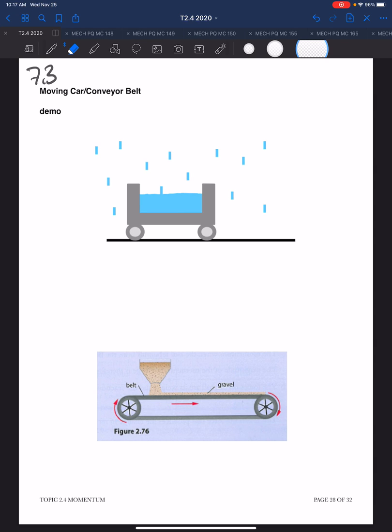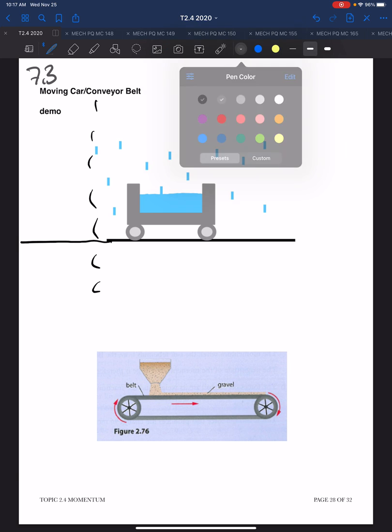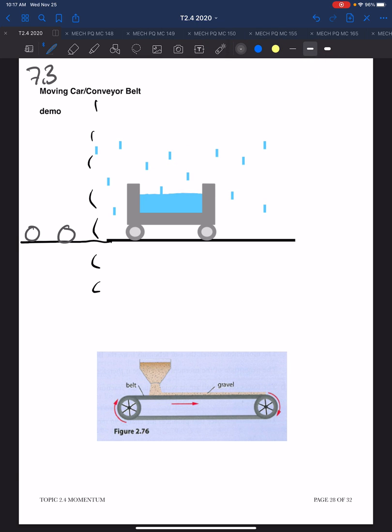In section 7.3, we're going to take a look at first a moving cart. I'm going to back this up in time, add a little ground here, and we're going to add our cart. This cart is empty, and it is moving to the right with a certain velocity v.